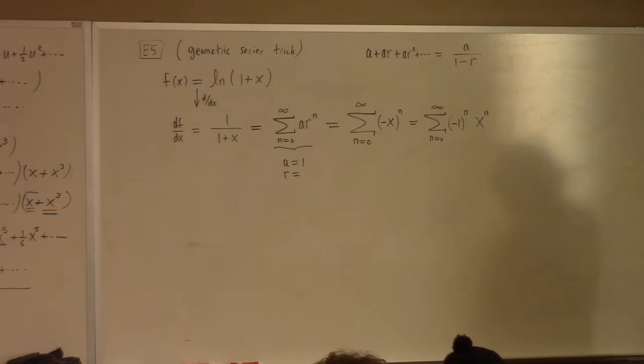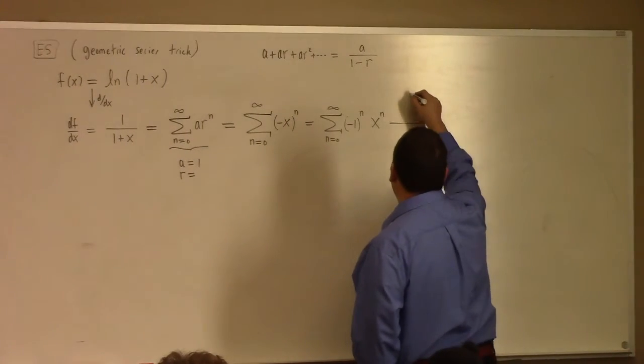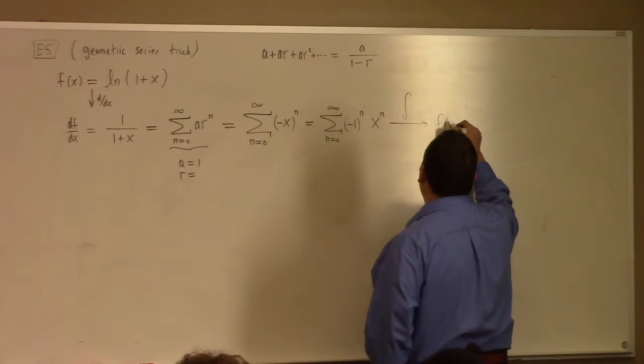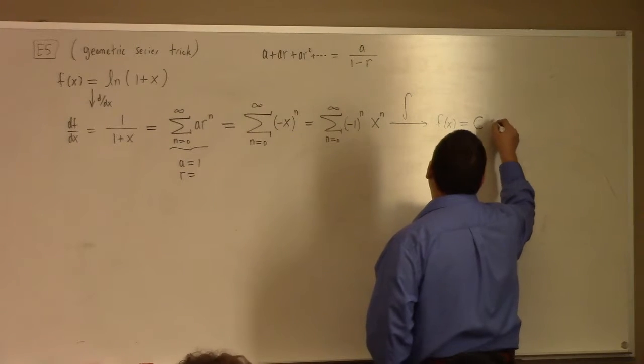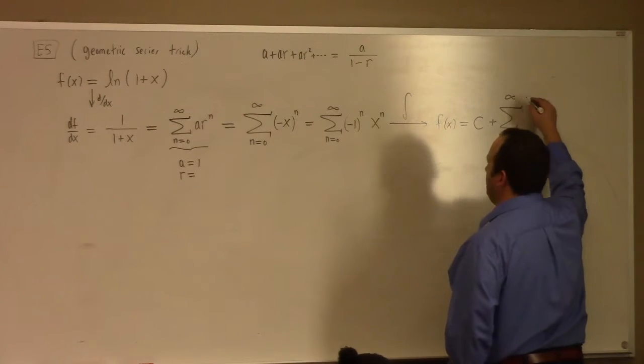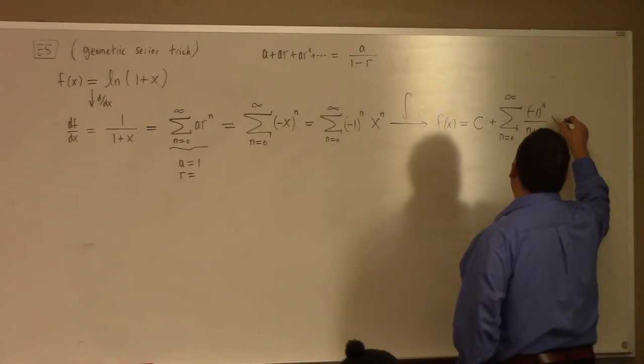Now, well, that's nice, but I'm trying to find the Maclaurin series for f of x, right? That's what we said at the start of this. Now I've got the Maclaurin series for its derivative. So how do you get back? Integrate, exactly. So if we integrate this, we get f of x is equal to some constant plus the sum, n equals 0 to infinity, minus 1 to the n over n plus 1, x to the n plus 1.